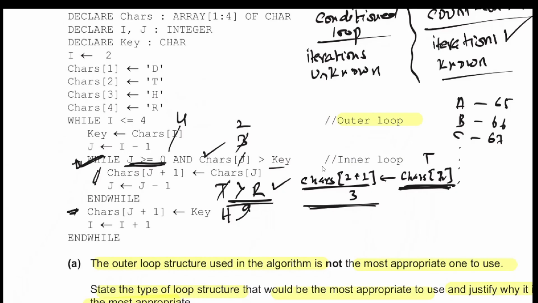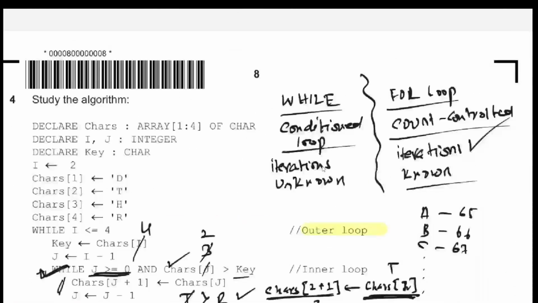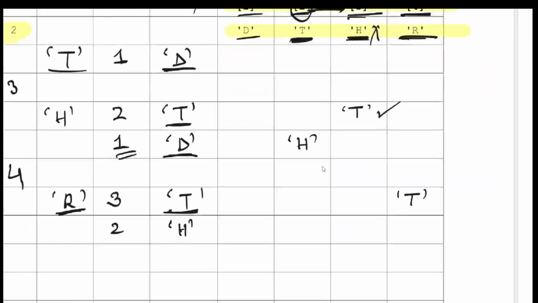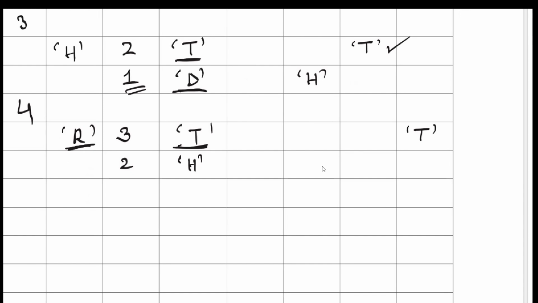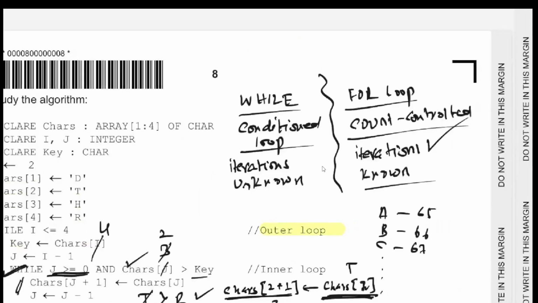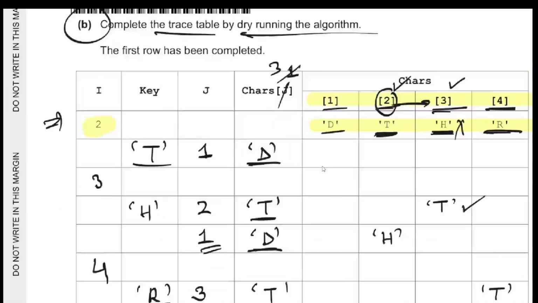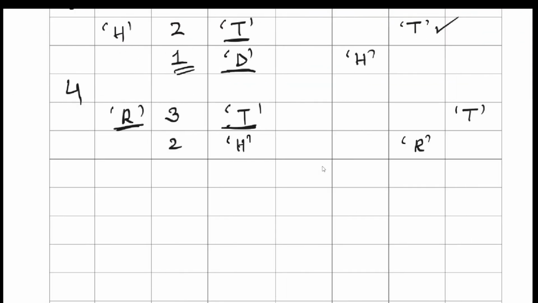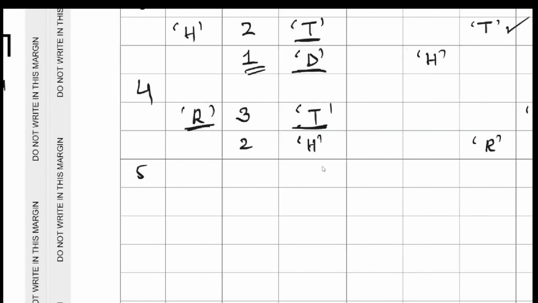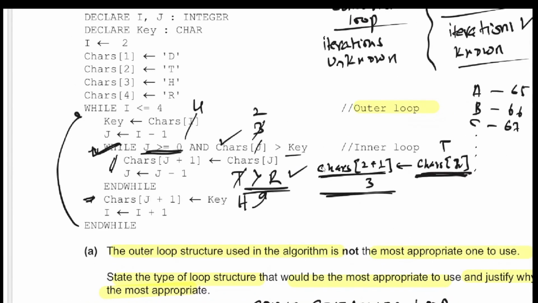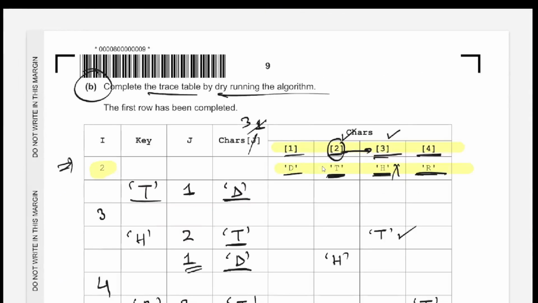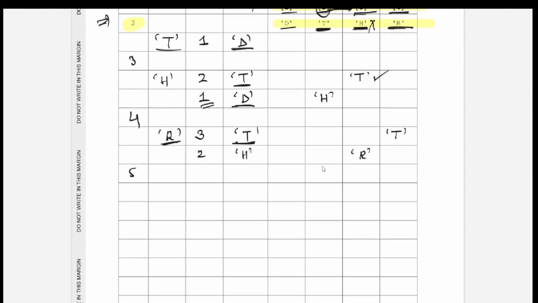J plus 1 में अब क्या हो जाएगा? 2 plus 1, 3 में आ जाएगा key की value. So what is 3? 3 gets the key's value, यहाँ पे हम key की value डालेंगे. All right, and I is I plus 1, 4 plus 1 is 5. When it is 5, तो ये condition क्या हो जाएगी? False हो जाएगी, and the loop will stop. This is how the program ends over here.